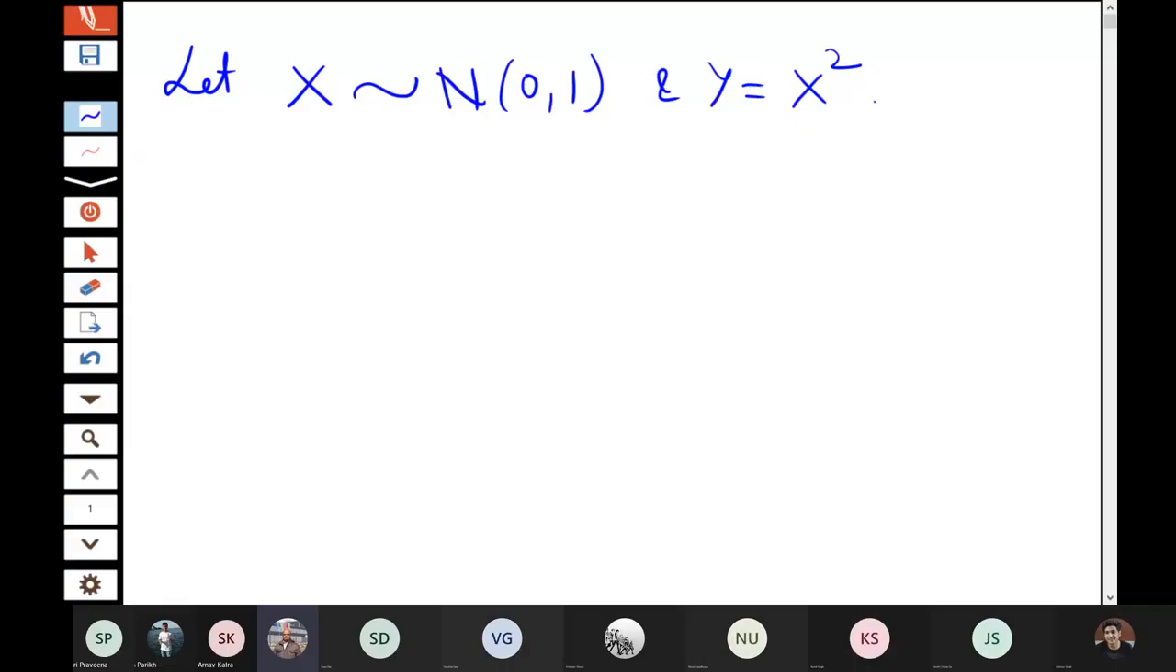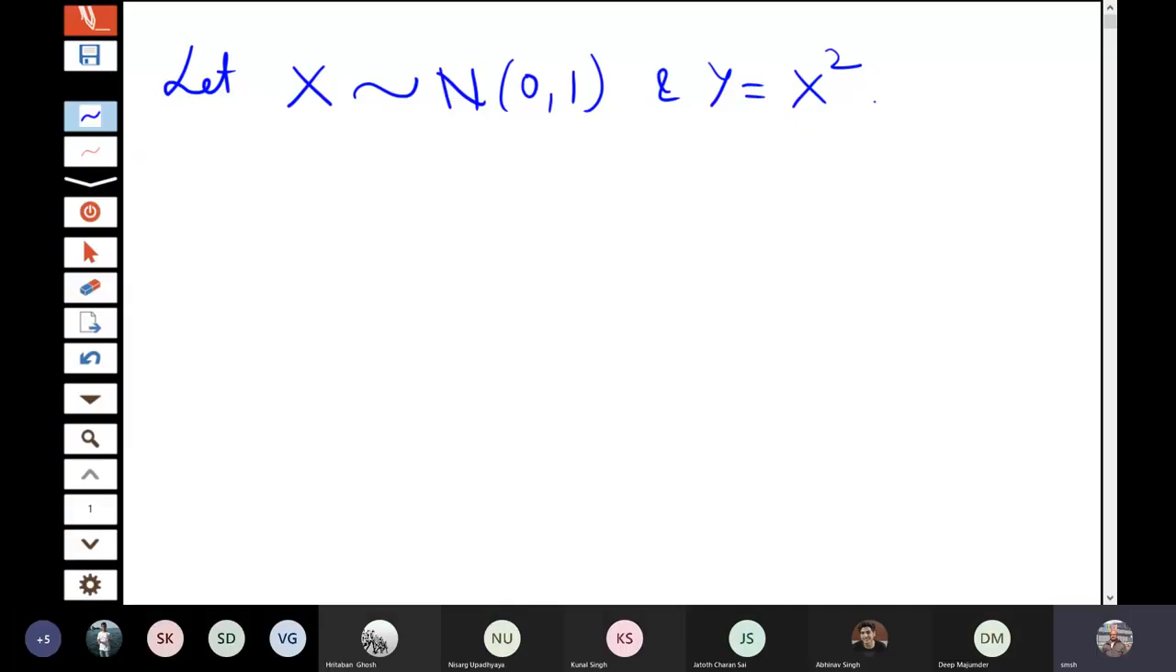I gave a theorem in which we said that even if the function is not completely increasing or decreasing, that means there can be multiple images, then also you can find out the distribution by dividing into the regions in which the function is either increasing or decreasing. Calculate the density in each region and then sum them up. So I will give one example of that.